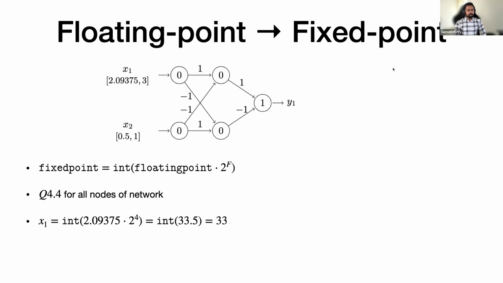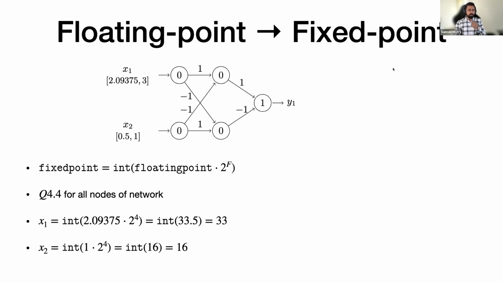Now if we assume that x1 has the value 2.09375, when we convert it to the Q4.4 type, we're going to get the number 33. Same goes for x2, we'll get the number 16. Now if we plug 33 and 16 in as the input values on the above network, the resulting value of y1 is going to be 33 again.